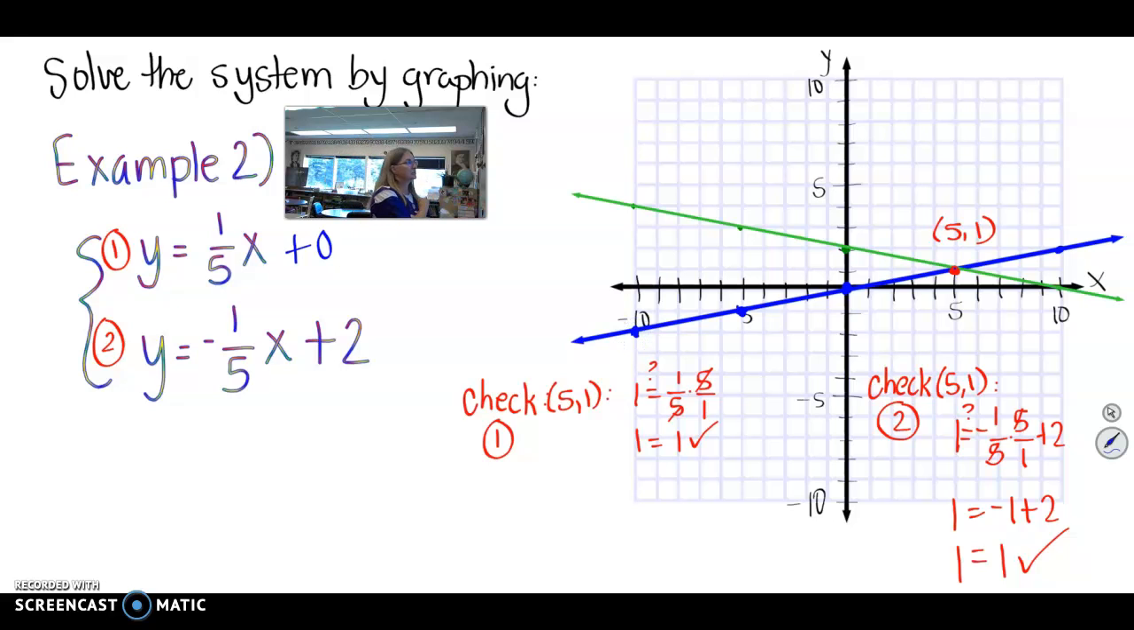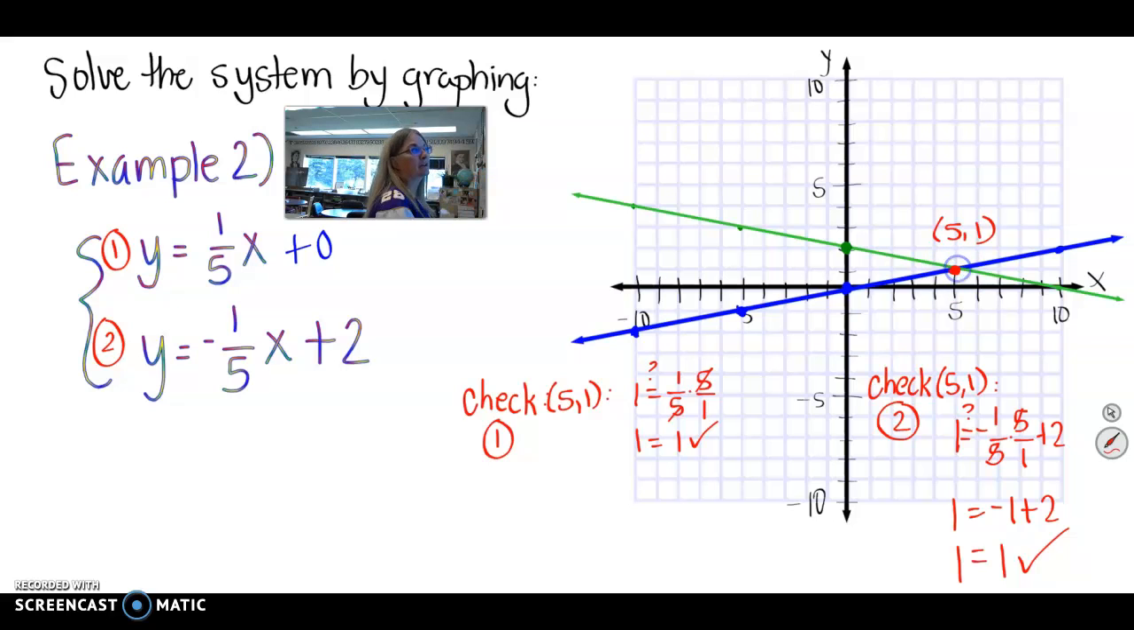The bottom equation, number 2, has a y-intercept of 2, right here, and the slope is negative 1/5, so you go down 1 and over 5, you end up right there. Keep doing that. I graphed a few points, and then I drew in the line, and the point of intersection that I found was 5, 1, right here.